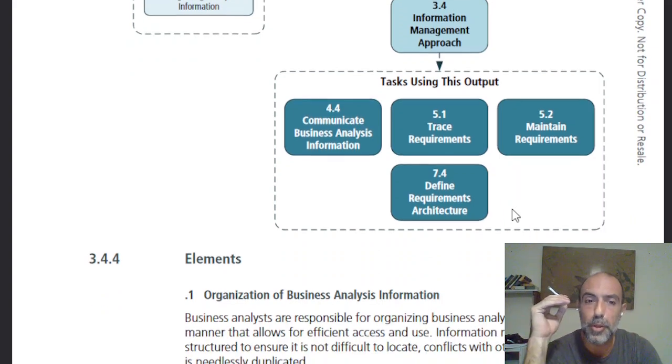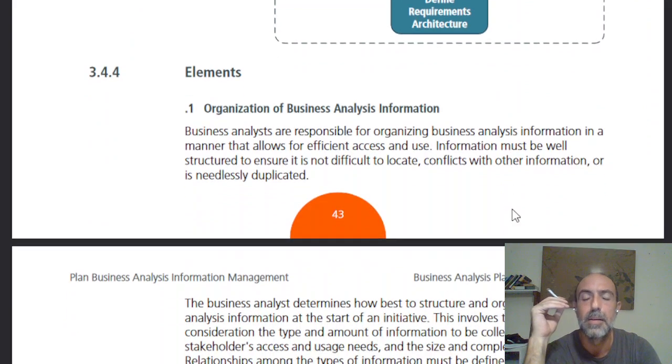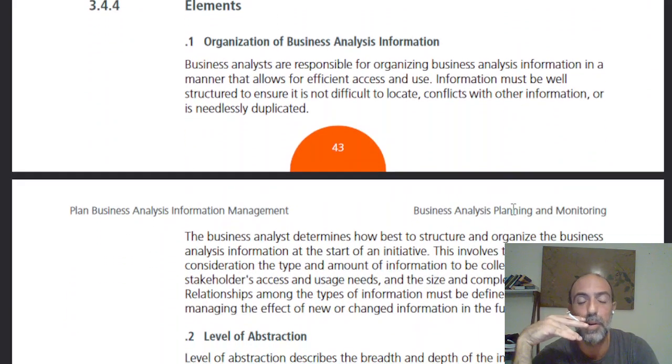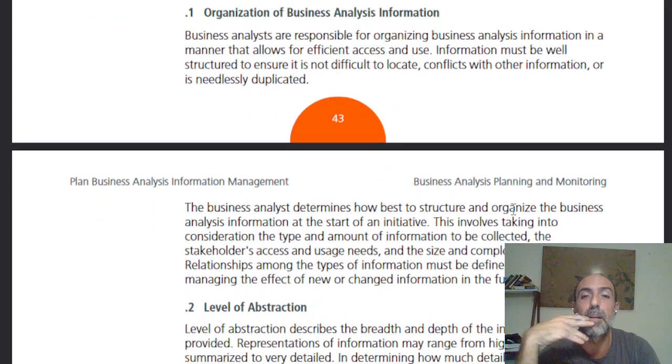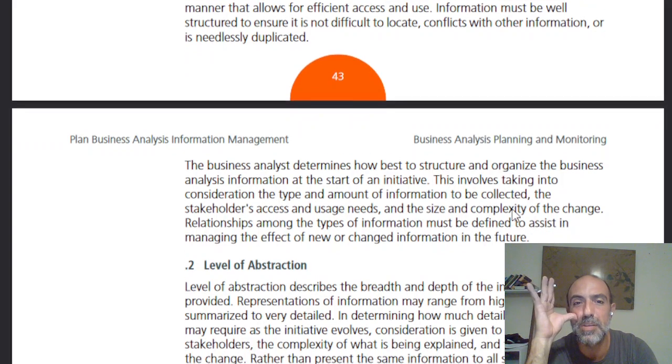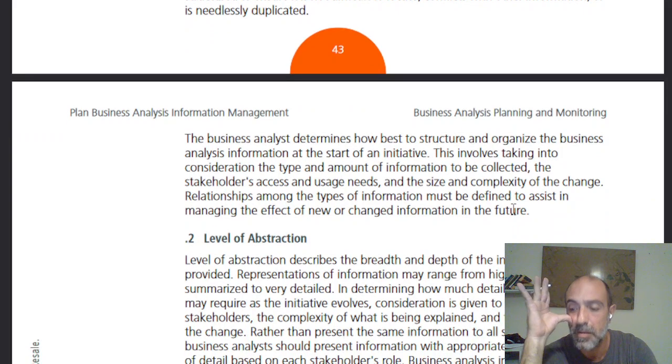Information is key to requirements. What are the elements? Organization of business analysis information. We have to organize the information. Business analysts are responsible for organizing business analysis information in a manner that allows for efficient access and use. What's the point of organization if it's not going to be efficient? Information must be well structured to ensure it's not difficult to locate. Organization structure conflicts with other information or is needlessly duplicated.